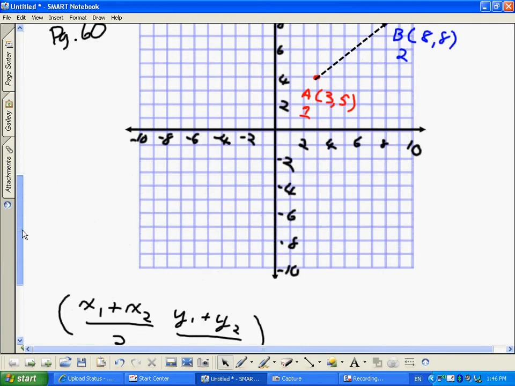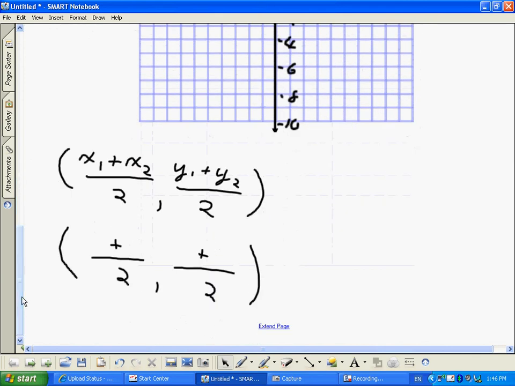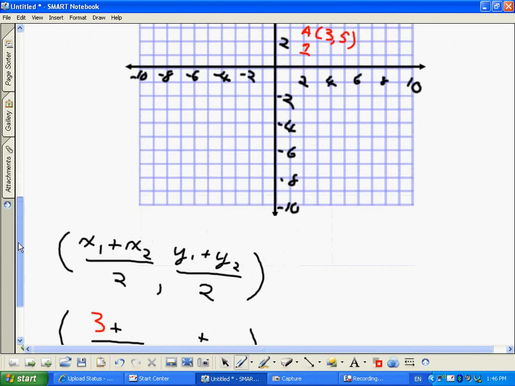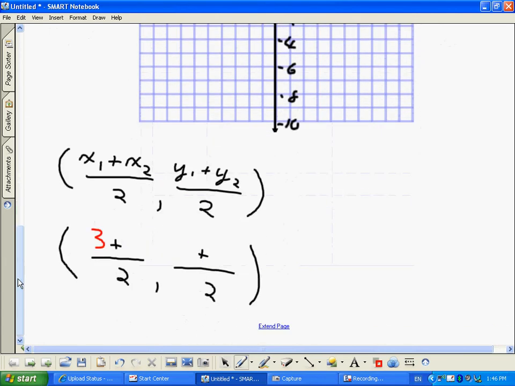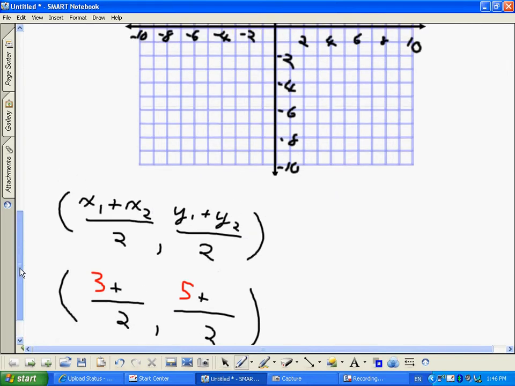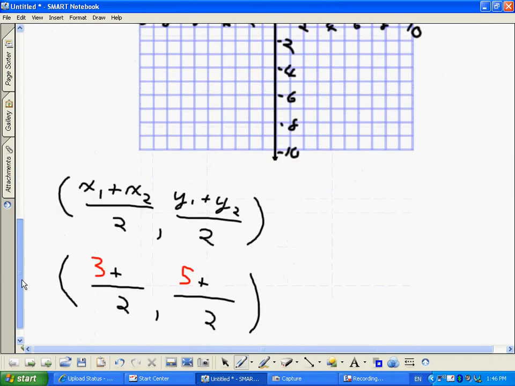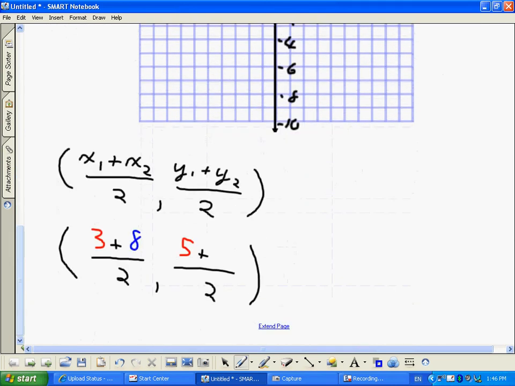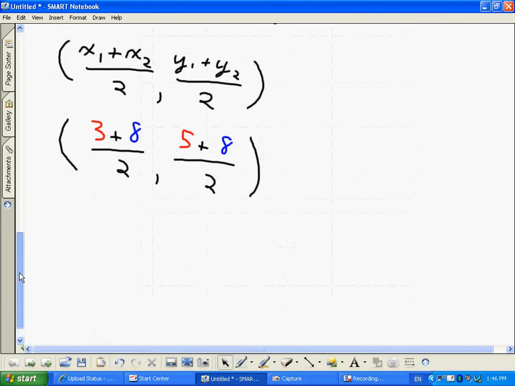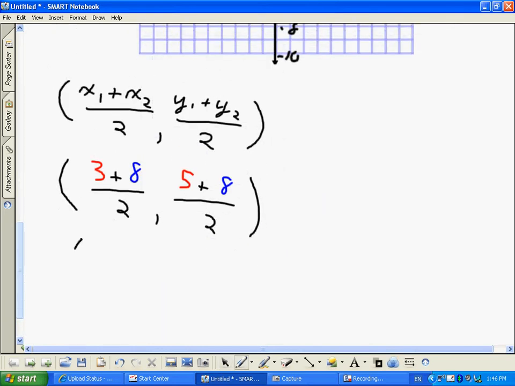Just substitute the numbers in. So x1 is 3, and y1 is 5. So do them in red, just like point A. x2 is 8 and y2 is 8. That works out nice. 8 and 8. So we plug our numbers in, and we just carry out the rest of this equation. 8 and 3, 11 over 2, and 13 over 2.